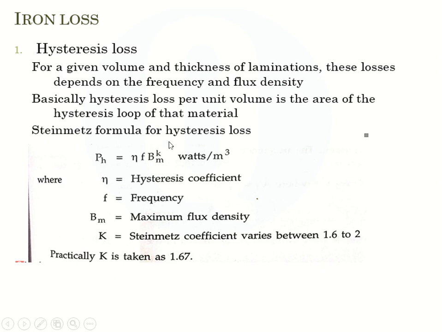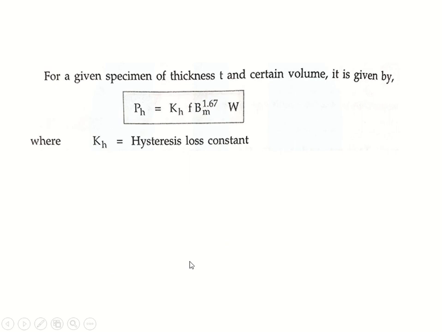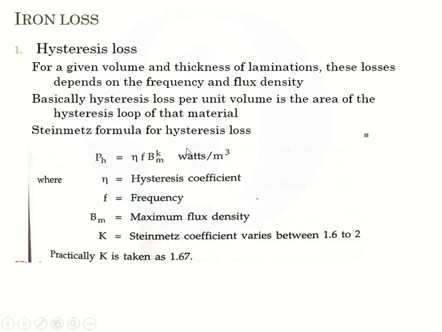This equation you have studied in the transformer also, hysteresis loss in a transformer. Similar to that, the hysteresis loss in a magnetic material is given by eta F B max raised to K. Eta is the hysteresis coefficient, F is the frequency, B max is the maximum flux density and K is the Steinmetz constant, which varies between 1.6 to 2. For a transformer we know it is 1.6, but the practical value of K is taken as 1.67. So for the given specimen of thickness T and certain volume, hysteresis loss is KH F B max raised to 1.67.